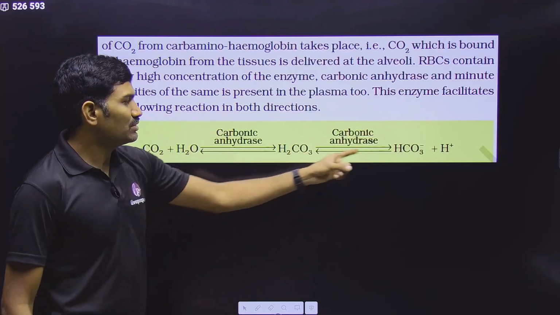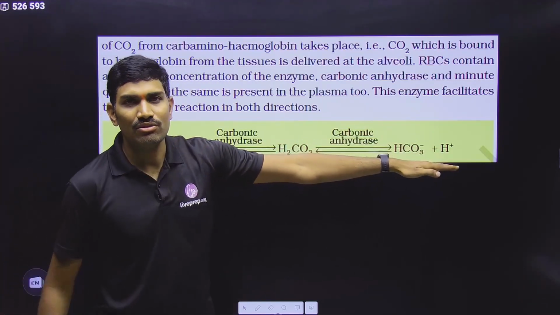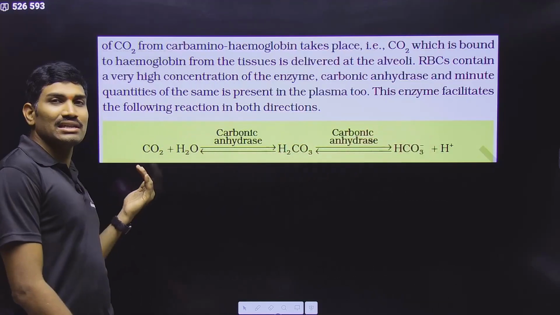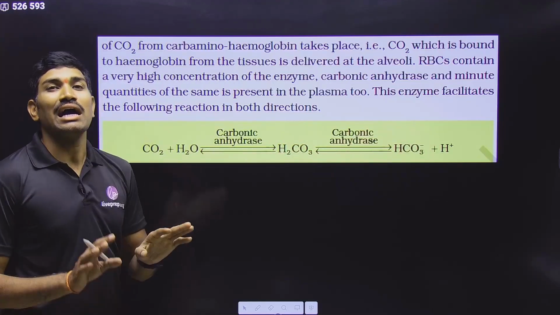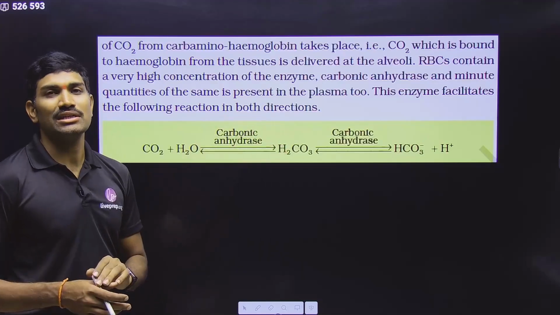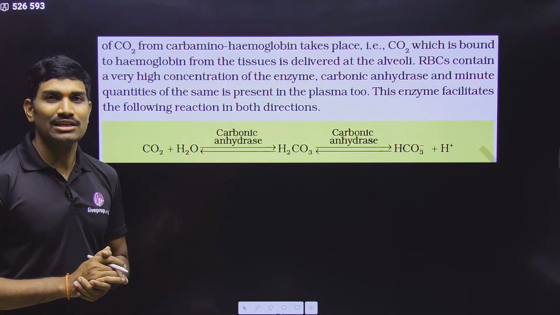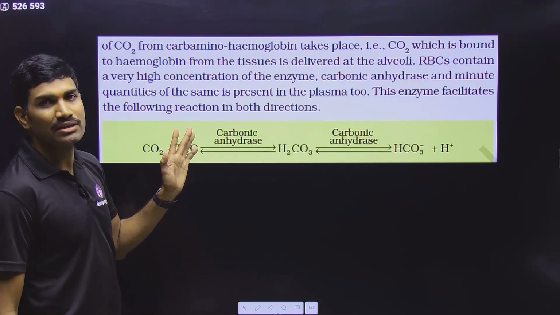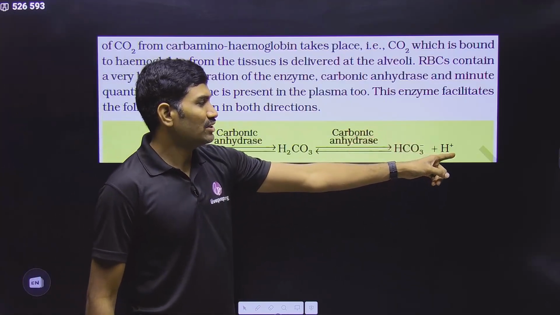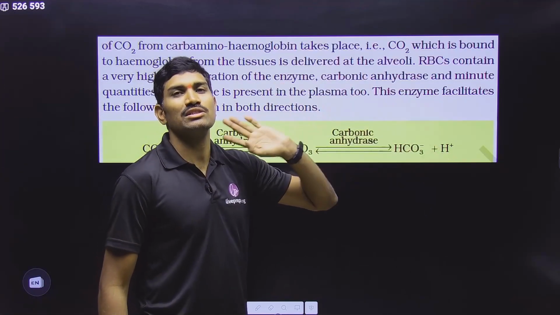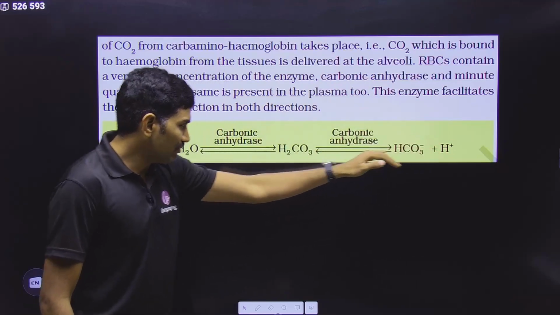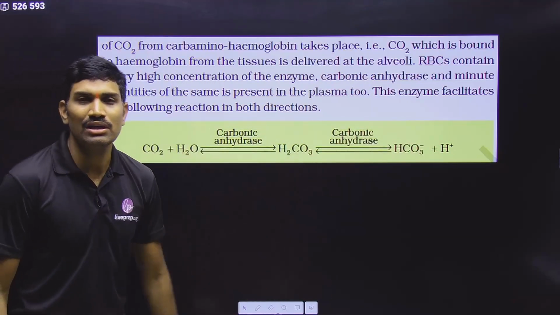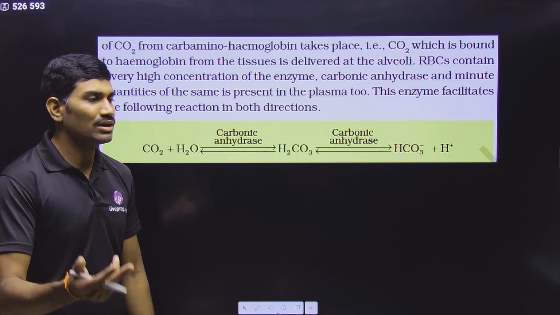And this left to right reaction we are observing at the level of tissues, and the right to left reaction we are observing at the level of alveoli. In both cases the same enzyme, same reactions are occurring here. So it is a double-sided reaction, a bidirectional reaction. Observe carefully here. In this way, at the level of tissues, bicarbonate is produced and H plus is produced. And at the level of alveoli, in reverse, CO2 and water are produced, and this CO2 will easily escape into the alveoli. This is the concept they are saying.